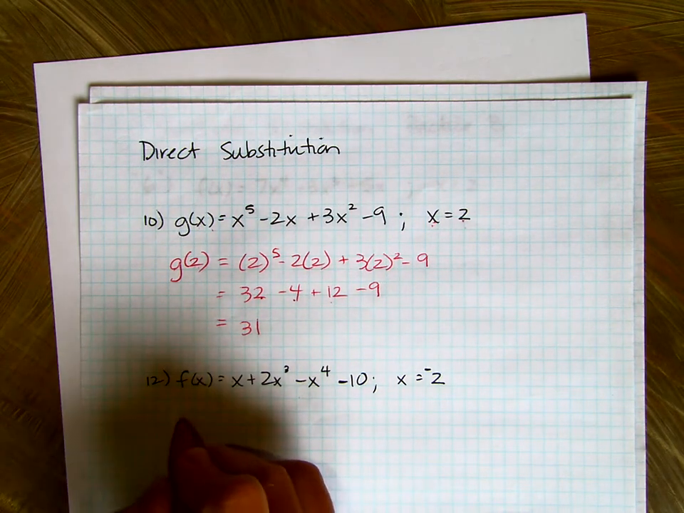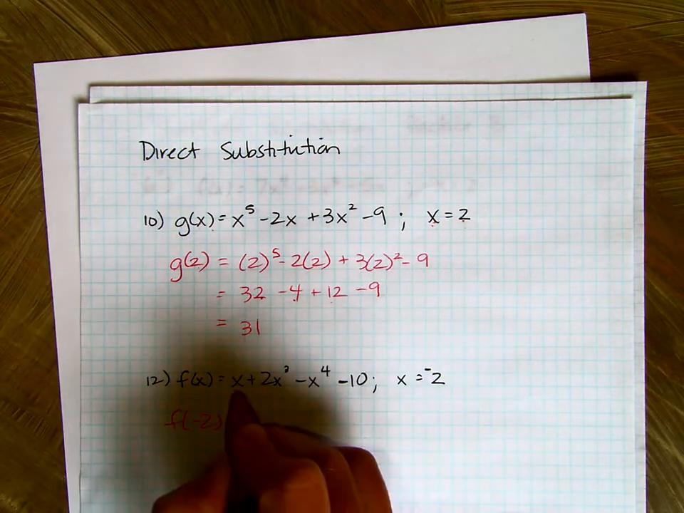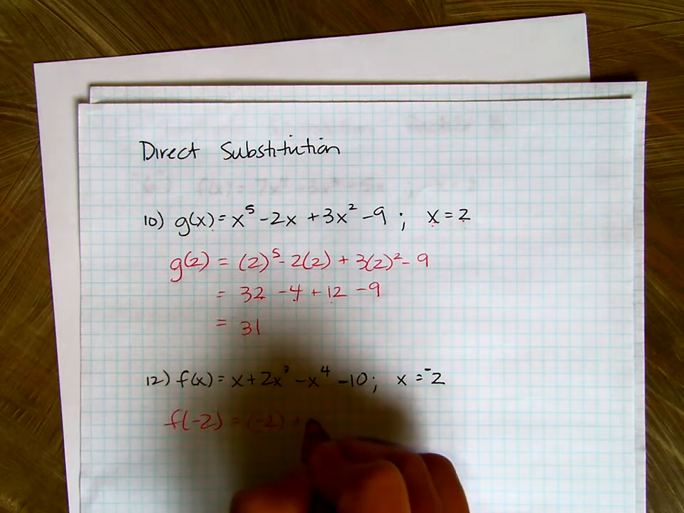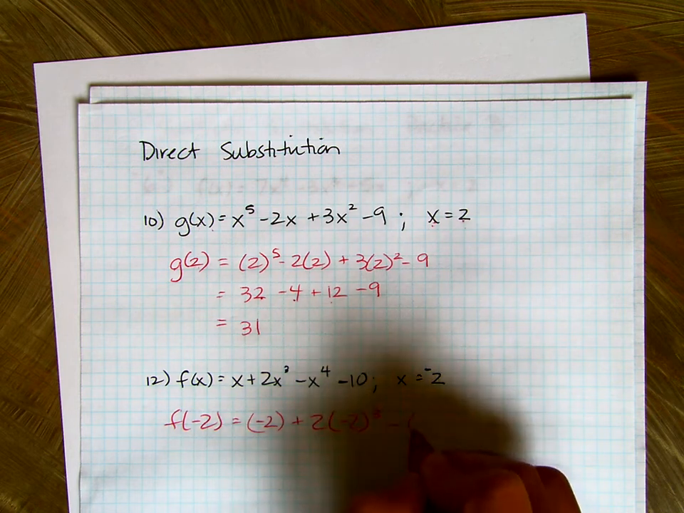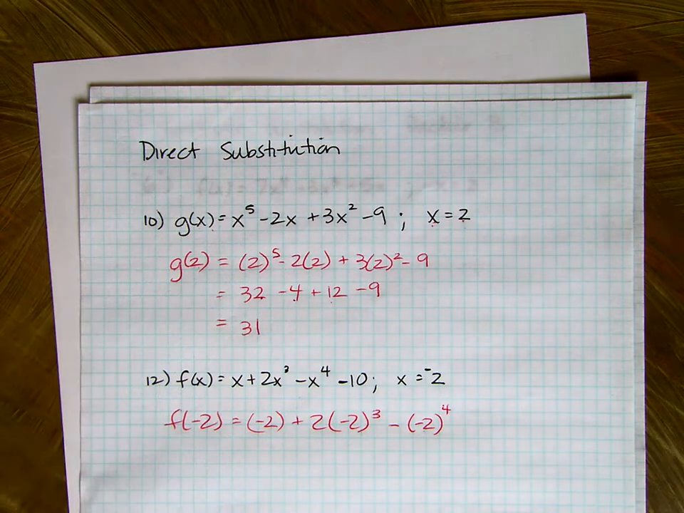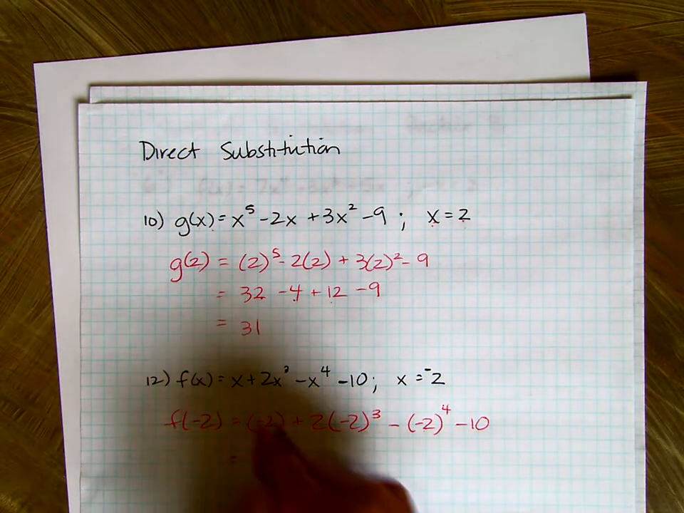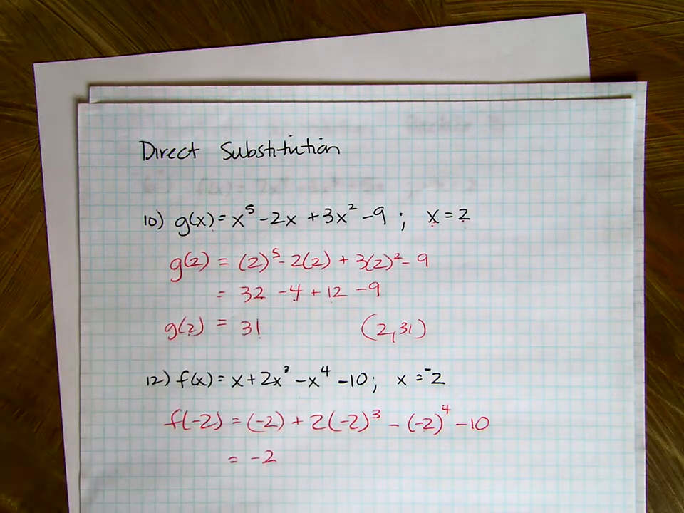Direct substitution again. F of -2. Where I like to put negatives in parentheses. Plus 2 times (-2) cubed. Minus, this is a great place to use parentheses because my -2 is being raised to the 4th, and then minus 10. So, oops, I should have written here g of 2. Remember, that's a point now. I can see that when 2 goes in, 31 comes out. I'm pretty sure.